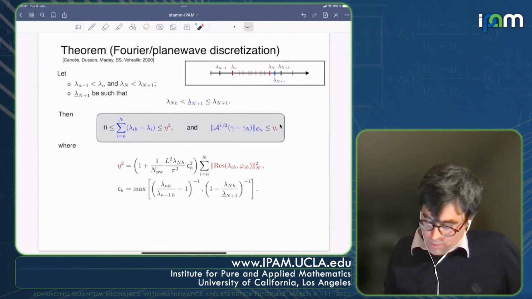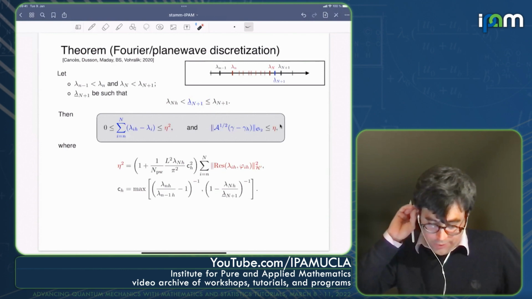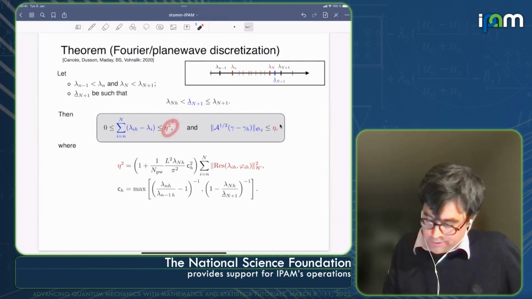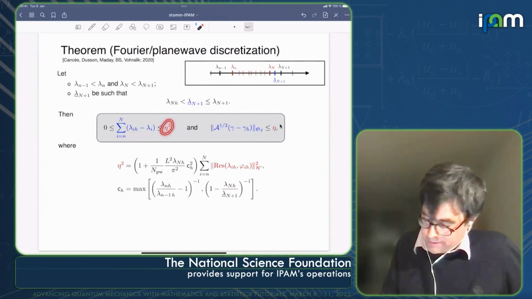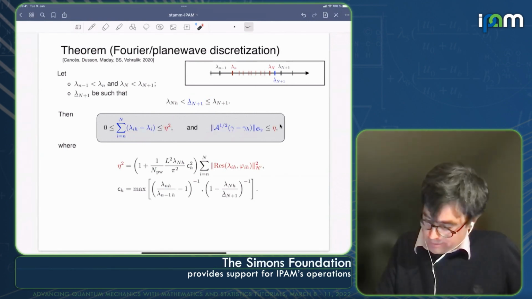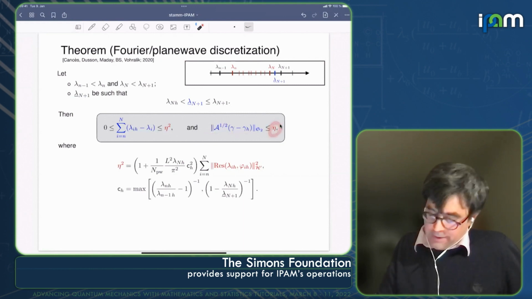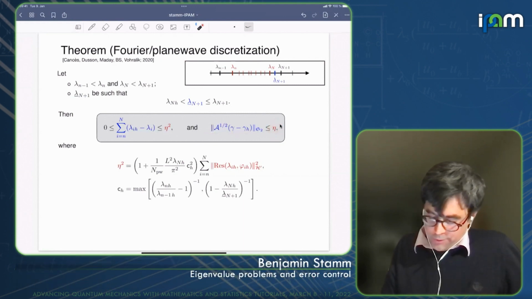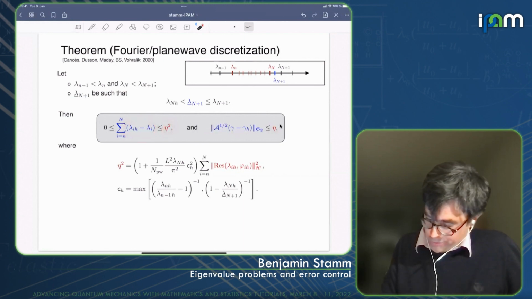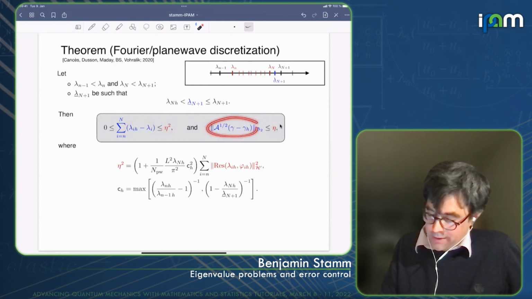Then we have the following result, that the sum of the eigenvalue errors is bounded by some computable estimators eta square, and the H1 type error in the density matrix is bounded by eta. So as usual, you see double convergence for eigenvalues with respect to single convergence in the eigenfunctions.